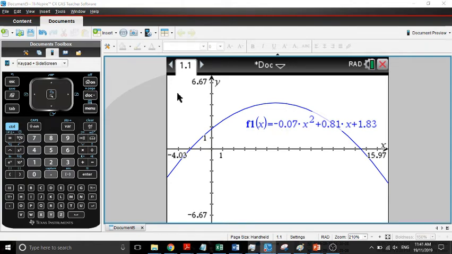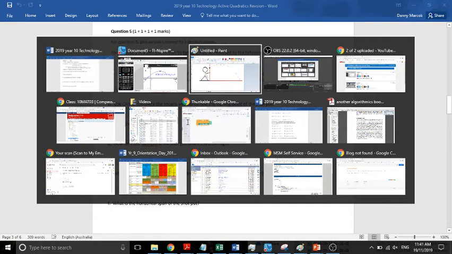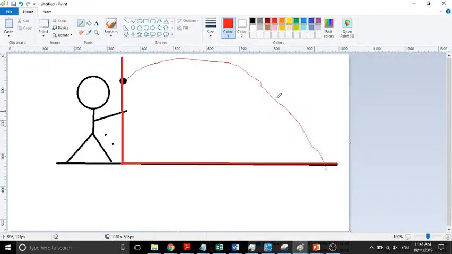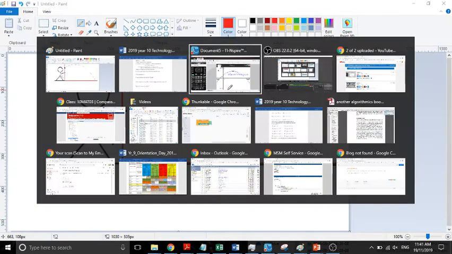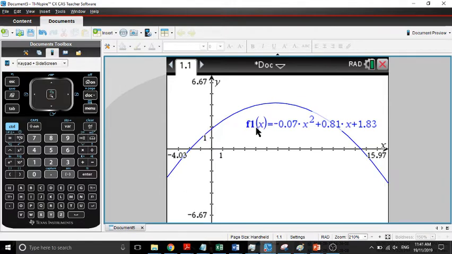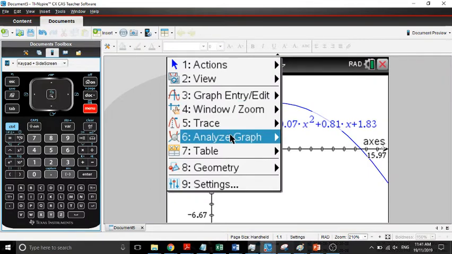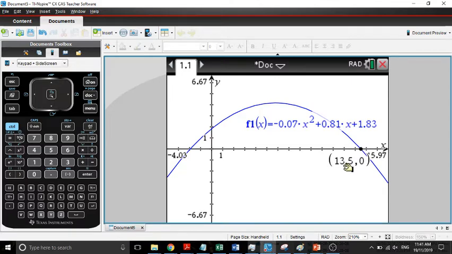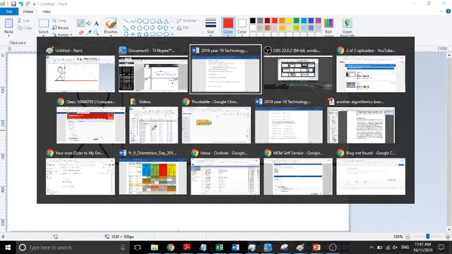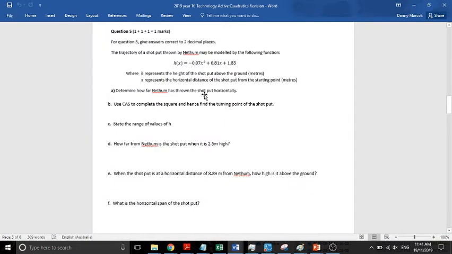Okay, so from this, that's what's happening. We can put that into this kind of context. Let's see how far it's gone horizontally. It's starting here, and we're looking to see how far it's gone horizontally. So what's the point we're looking for here? That's right, the x-intercept. So analyze zero, set our range, and it has traveled 13.5 meters. So he's put the shot a fair way.